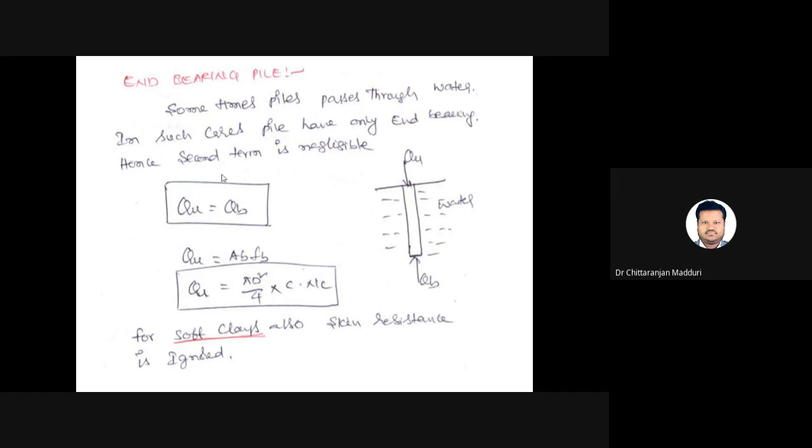So for soft clays also, the skin resistance is ignored. In the case of soft clays, there is no friction between soil and pile. That's why it is negligible. So for soft clays also, we will calculate only the end bearing and we will neglect the skin friction of the soil.